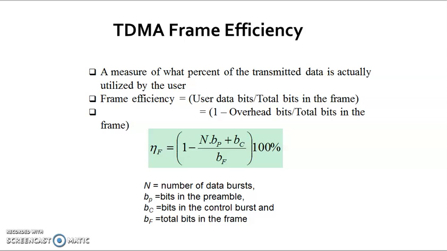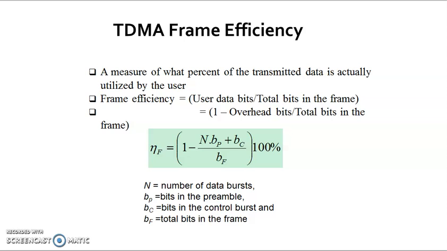A simple example: frame efficiency is equal to the user data bits divided by the total bits in the frame, or 1 minus the overhead bits divided by the total bits in the frame. This efficiency is 1 minus N times (b_p plus b_c) divided by b_f, where N is the number of data bursts, b_p the bits in a preamble, b_c the bits in a control burst, and b_f the total bits in the frame. So this is for your TDMA, time division multiple access system.